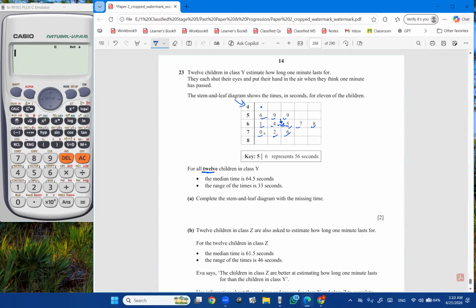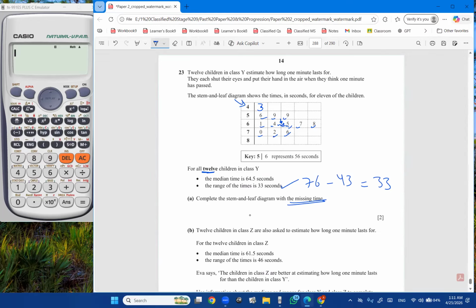So you need to go 13 down more. You're going to find that it is 43. The smallest number that is missing, which is the 12th number, it is actually 43. Now the median is 64.5. Yes, it is the number that is in the middle exactly. 6 numbers are smaller than it. 6 numbers are larger than it. And the range, largest minus smallest, is going to give you 33 exactly. So I got the missing number. Complete the stem and leaf diagram, done.